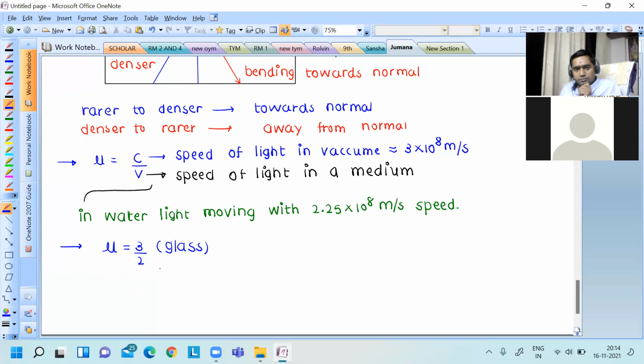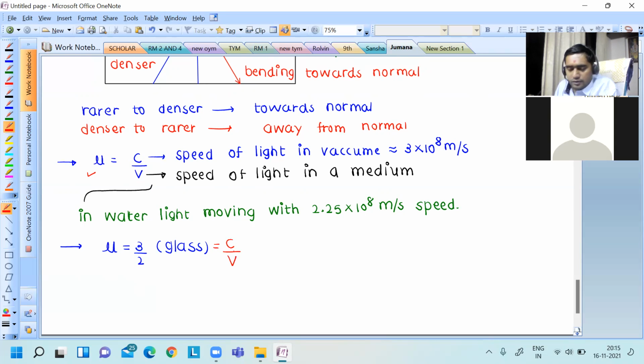Wait, just a second. Of course, I don't think my answer is right. Use this formula, mu equals... I'm getting something either with 5 or 2. I'm not sure which is correct. 2 times 10 to the power 8. Yeah, 2 times 10 to the power 8.